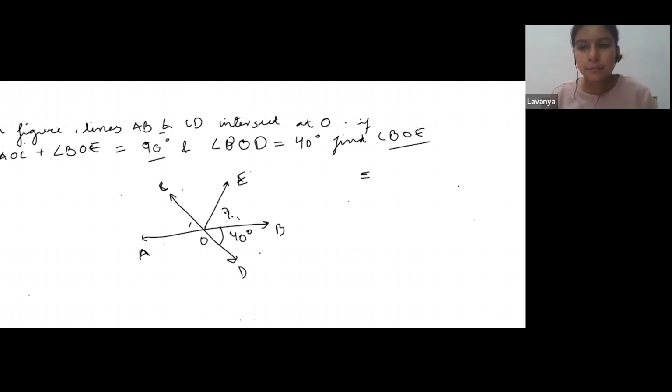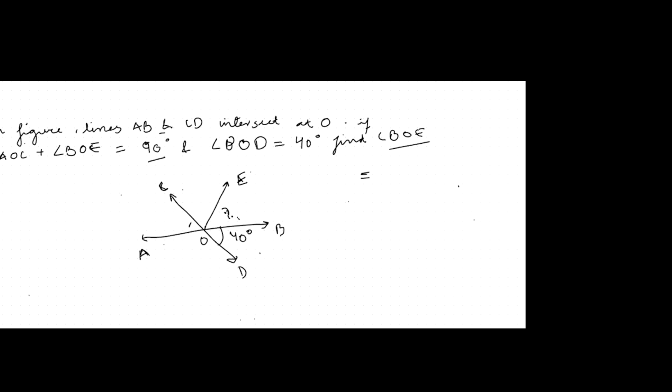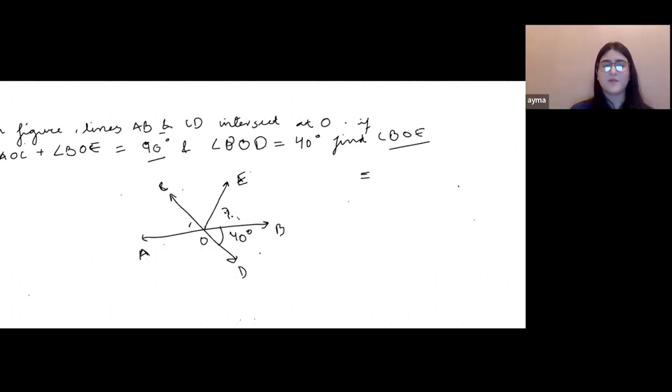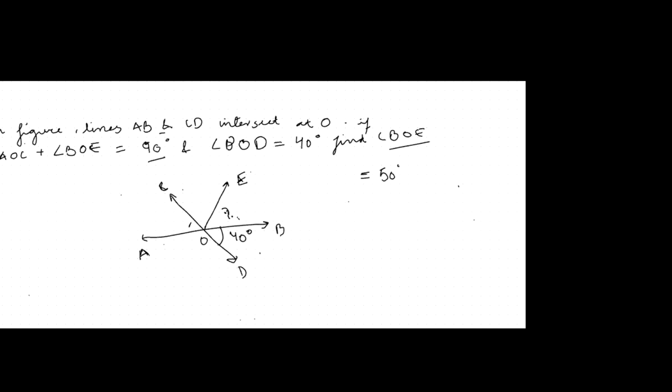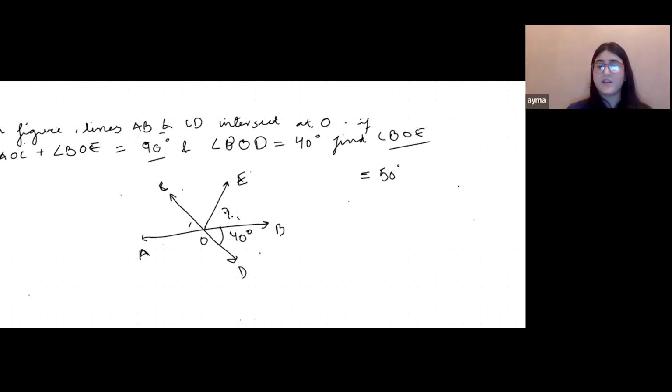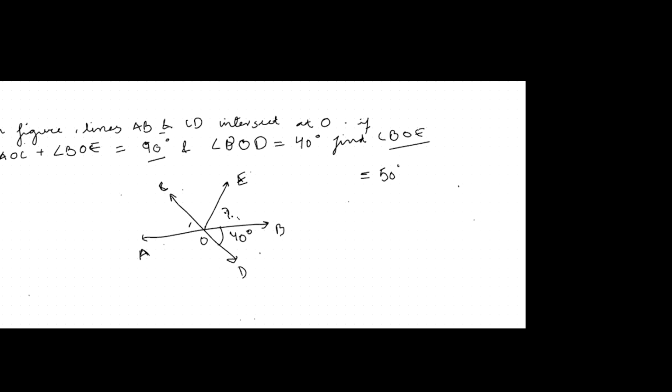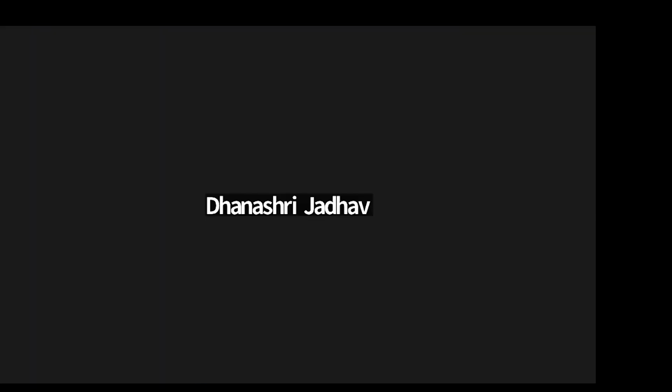Ma'am, angle BOE is equal to 50 degree. 50 degree. Yes, ma'am. I also got 50 degree angle. Also got 50. What about Alina, Praneet, Abhyudha, Dhanashree, Abhisha? Ma'am, it is 50 degree. 50 degree. Yes. Just a second, Lavanya. Let me end the board. Yes, Abhyudha. It is 50. 50 for you also. Ma'am, I also got 50. You also got 50. 1 minute.